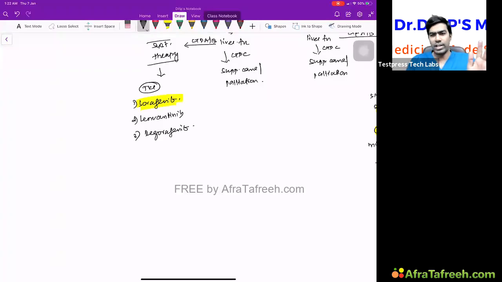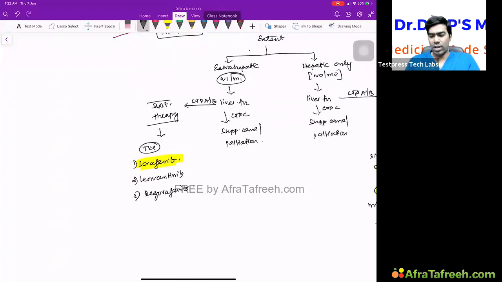Remember, the usual indication for sorafenib is patients who are having extrahepatic disease. This is a very common question in exam. Extrahepatic disease, unresectable, not a liver transplant candidate, having an extrahepatic disease, that is N1 or M1 disease, but having good liver function, CTP-A or B. This is the indication for sorafenib.